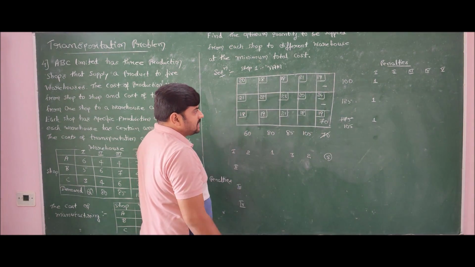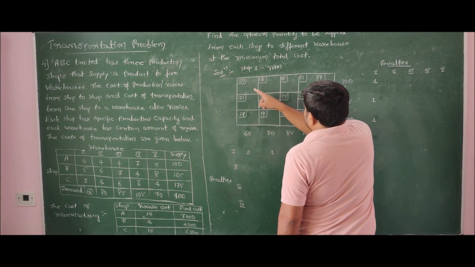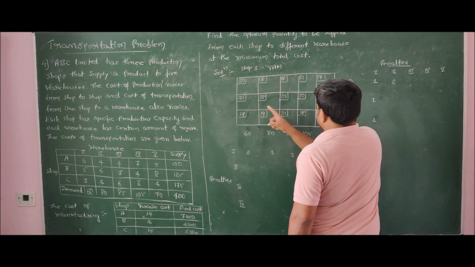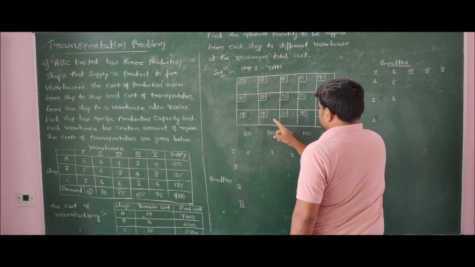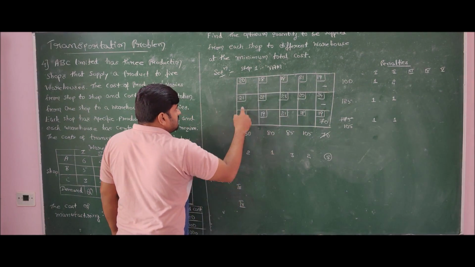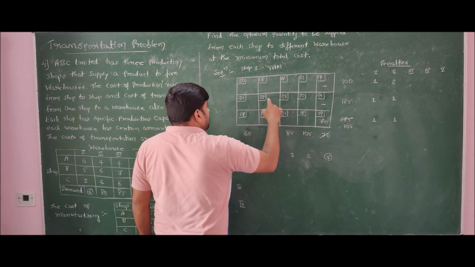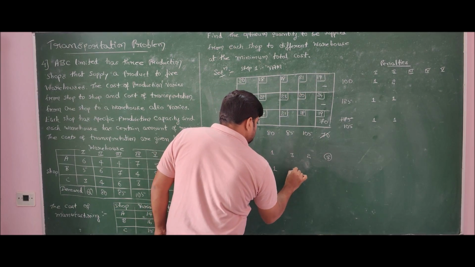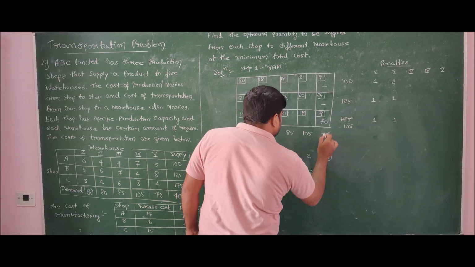Next I'll go for the second step and calculate the penalties. Now least cost is 18, next least cost is 20, penalty is 2. Least cost is 20, next least cost is 21, penalty is 1. Least cost is 18, next is 19, so the difference is 1. For the column, least is 20, next least is 18, penalty is 2. Here we have 18 and 19, penalty is 1. Here we have 18 and 21, penalty is 3. Here we have 18 and 20, penalty is 2.